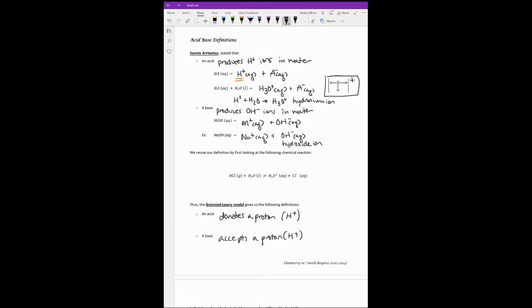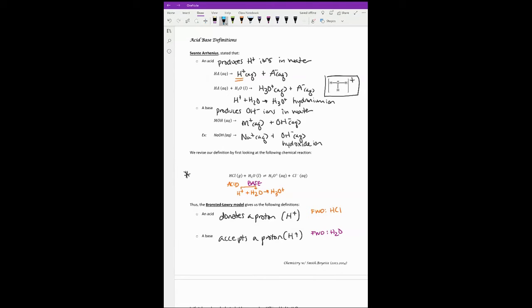You may wonder how these definitions would be put into action. If we look at the equation above right here, what you'll see is you have our normal acid, right? You have the HCl giving an H+ to the H2O to make this H3O+. And so because the H+ is being accepted by the H2O, H2O is our base. So in our forward reaction, our acid is HCl and our base is H2O.